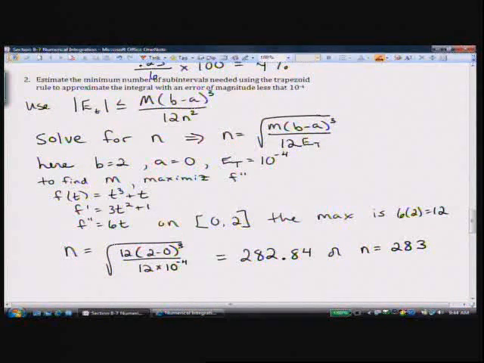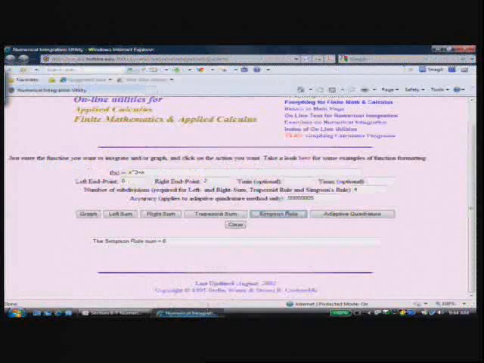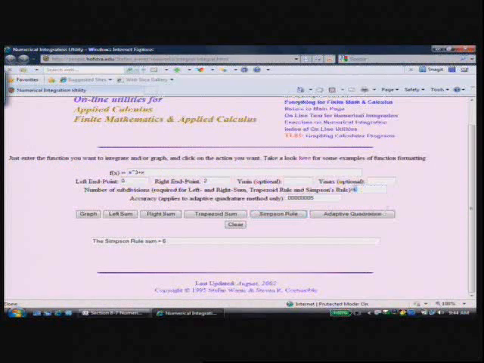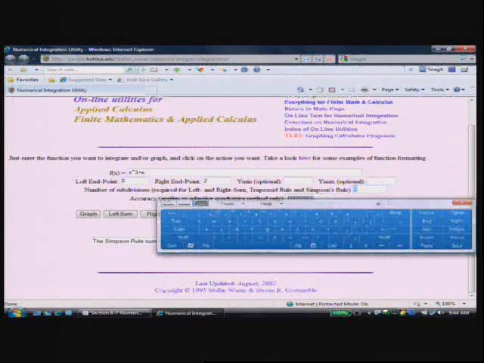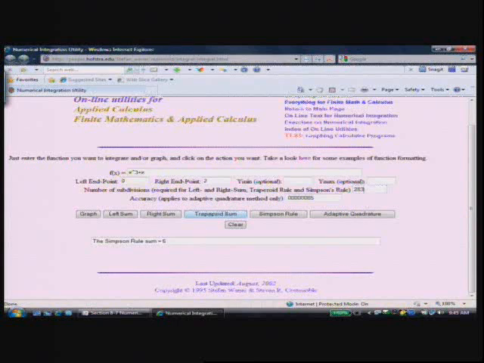So if you went here, I don't even know if it'll do it. And if I change this then to 283, I wonder how long it'll take or if it'll even do it. Oh, it does. Notice, did you see how fast that is?